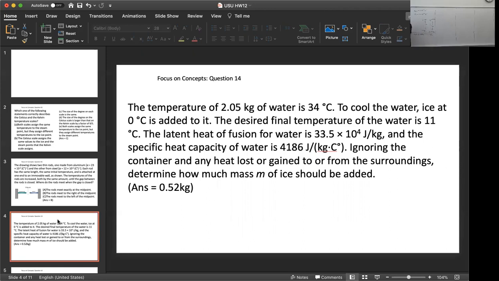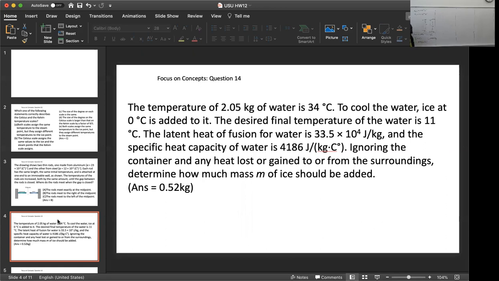Okay, now what's going to happen? To cool the water, ice is added to it, and the desired final temperature is 11 degrees Celsius. So T final is 11 degrees Celsius, and we add ice to this water. So we have the latent heat of fusion of ice, so call L for ice, is 33.5 times 10 to the 4 joules per kilogram. And then heat capacity of water, C for water, is 4186 joules per kilogram per Kelvin.